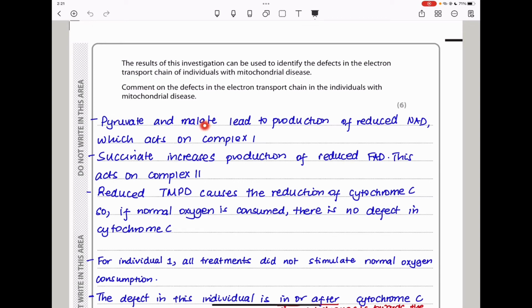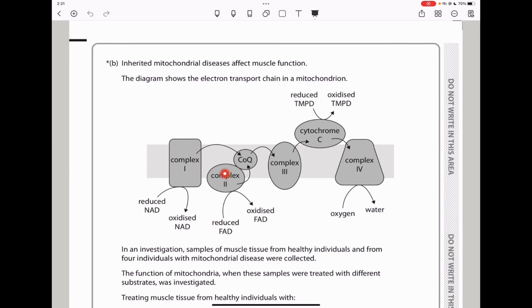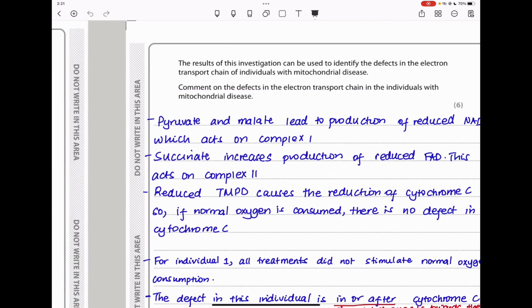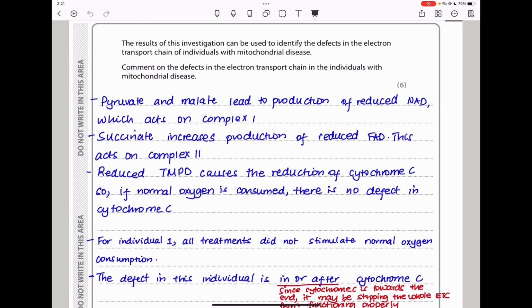So I say pyruvate and malate lead to production of reduced NAD. And you guys saw from the ETC, reduced NAD is going to have its effect on complex 1. So it means there is going to be more oxygen consumption by complex 1 if that and that are released. So also treating with succinate increases production of reduced FAD. And if we look back here, we can see reduced FAD has its effects on complex 2, meaning it's going to make complex 2 take up more oxygen or consume more oxygen during this process. And then reduced TMPD causes a reduction or more reduction of cytochrome C. So if no more oxygen is consumed, there is no defect in that cytochrome C.